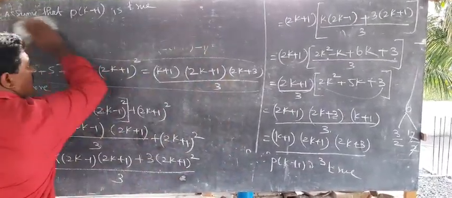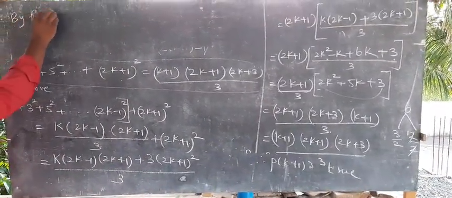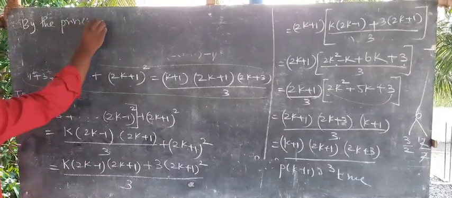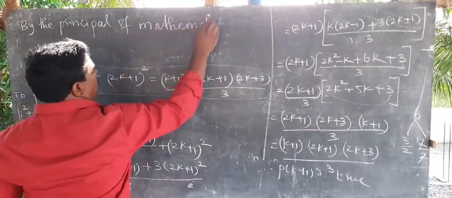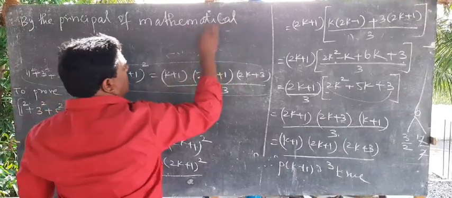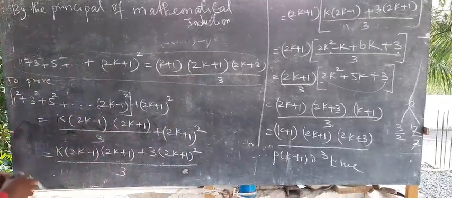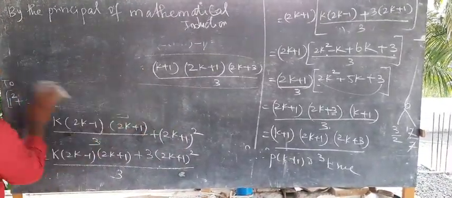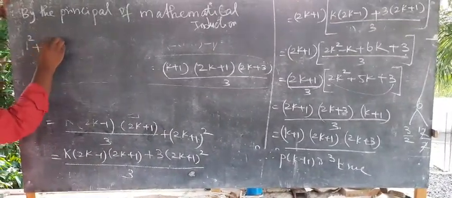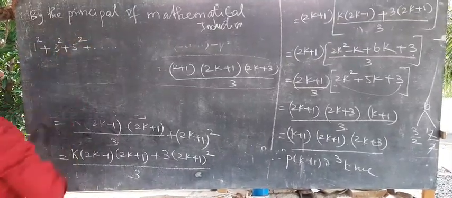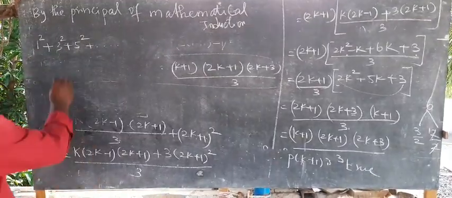And then, by the principle of mathematical induction, write the question: 1 square, 3 square, 5 square and so on. Write the question here. That's all, right? And then hence proved.